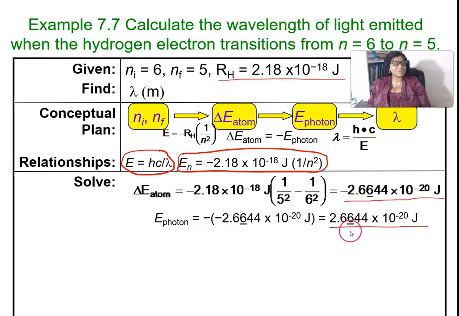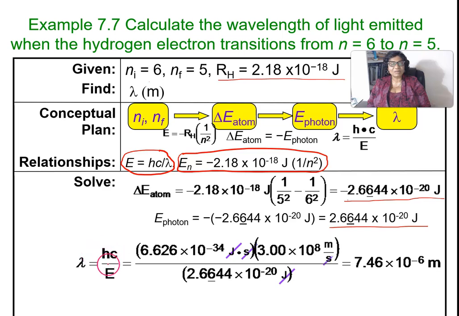So the minus becomes positive. Then let's find the wavelength. So Planck constant times speed of light over energy gives us a wavelength of 7.46 times 10 to the 6 nanometers. So this is Planck's constant, this is speed of light, and this is the energy of the photon. So that is how we find the energy of the photon.